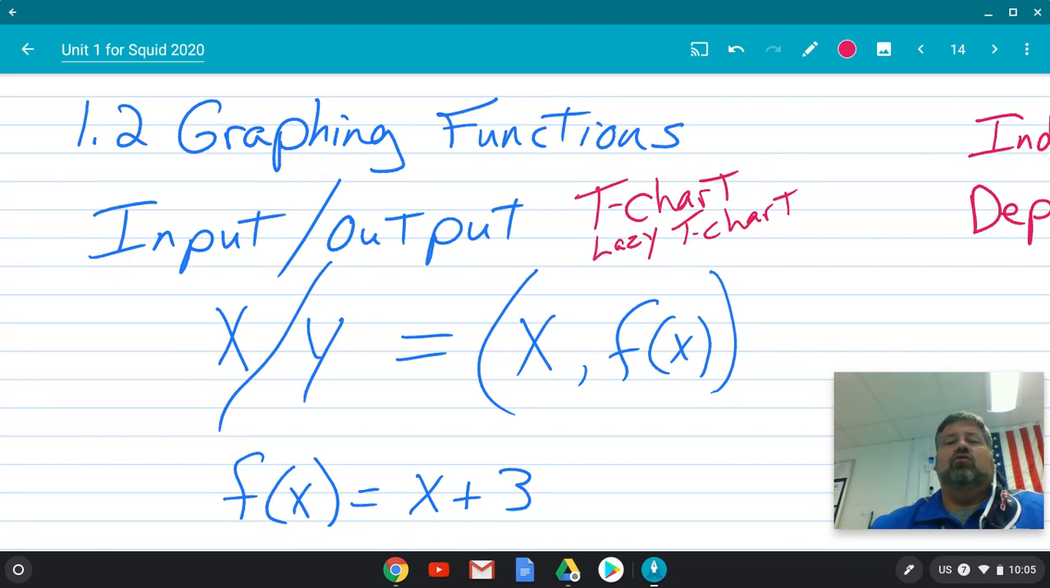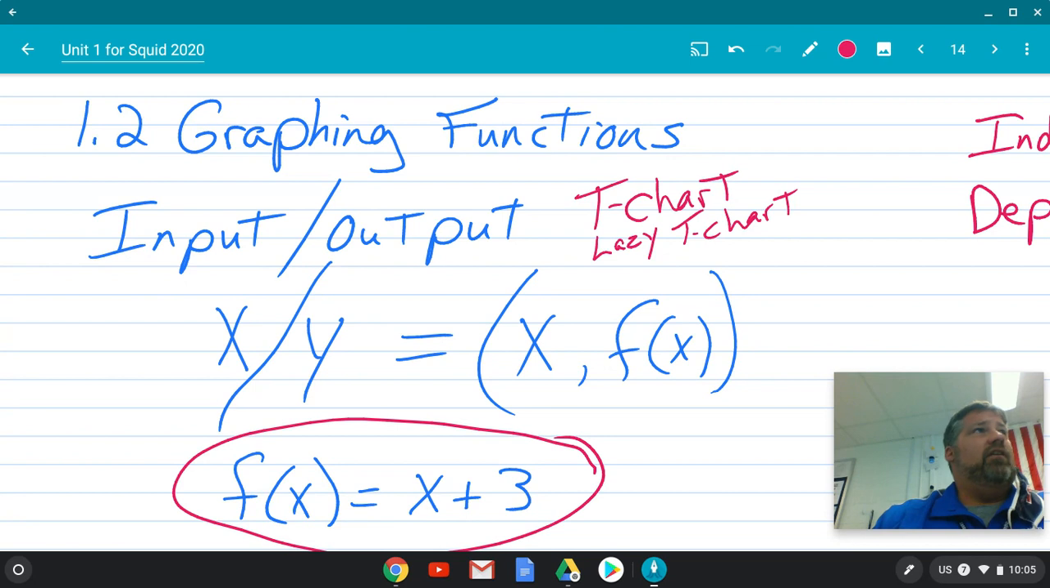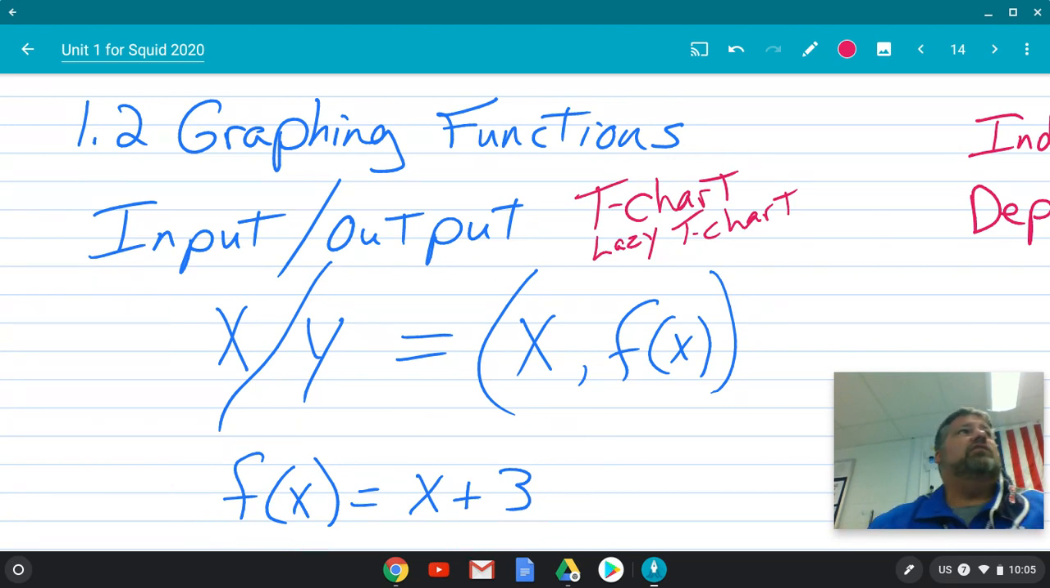How many solutions? I've got this simple equation here: f of x equals x plus 3. Let's just look at this nice, simple equation. You see it? Okay, so how many solutions are there to that one single, simple little equation? Yeah, there's an infinite number. For every input you give me, I give you a new output.